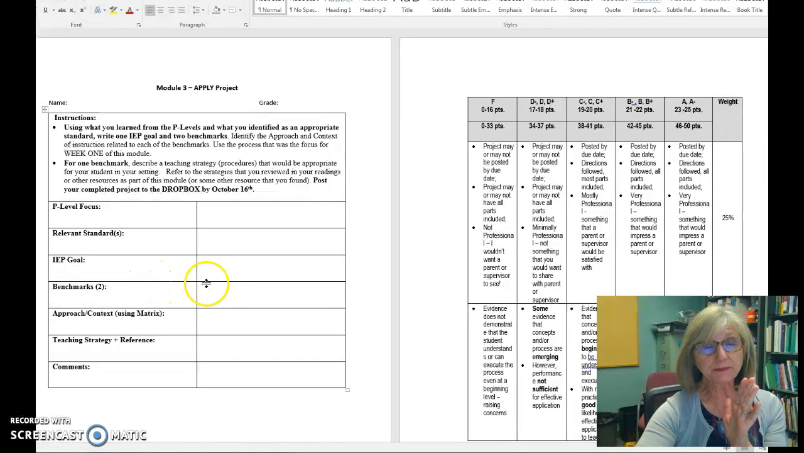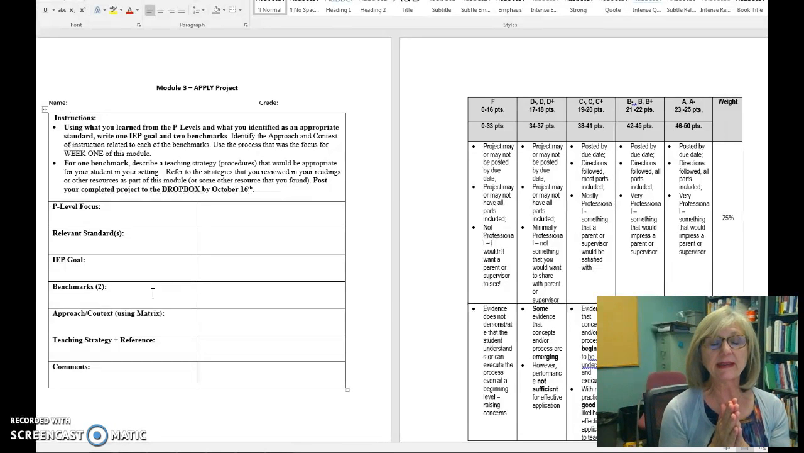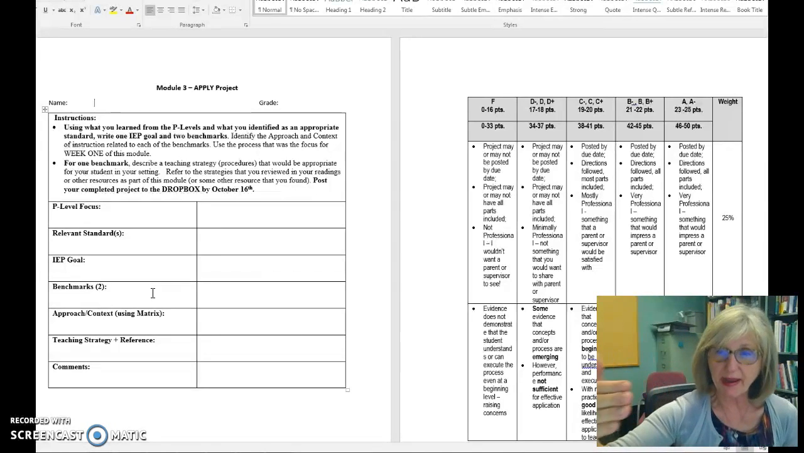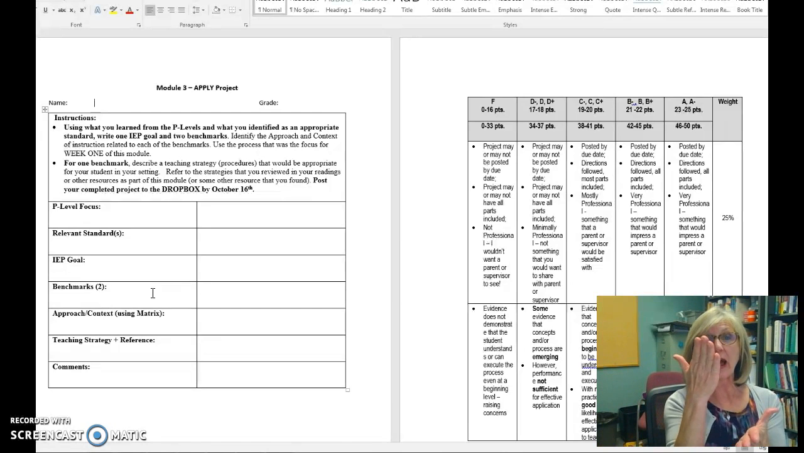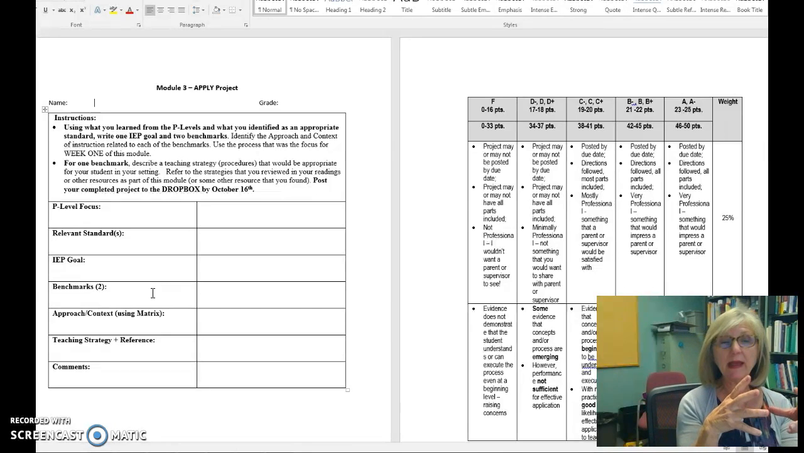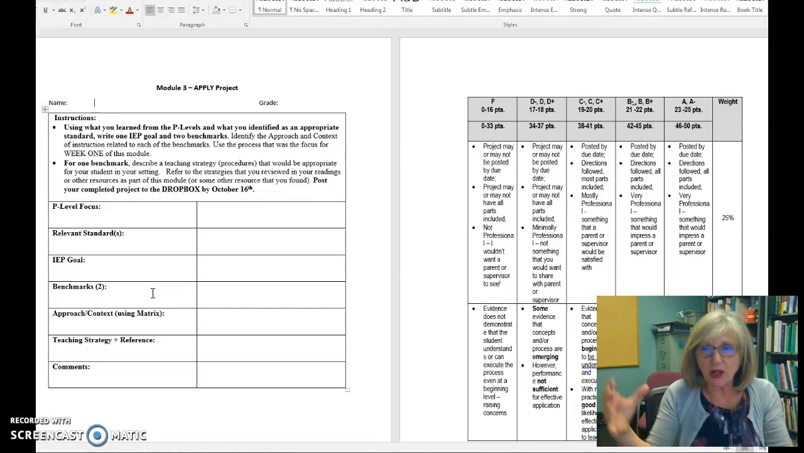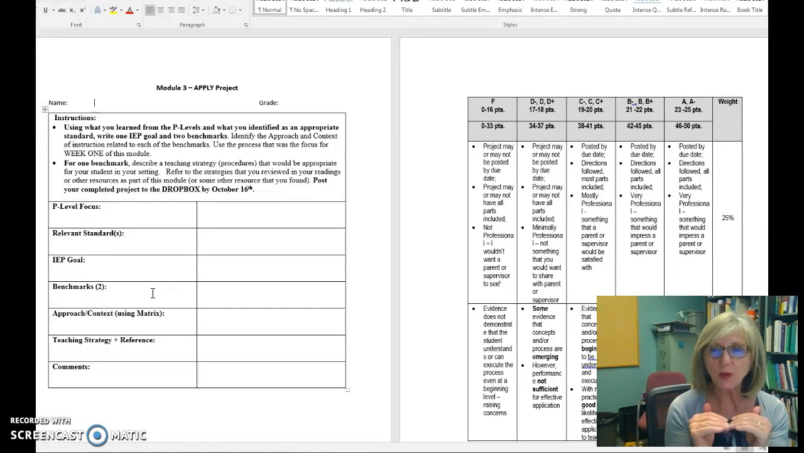And then the benchmarks are those steps to get to that goal. And so you break it down. You can break it down in a lot of ways. One way is to take it step 1, step 2, step 3, step 4, and work your way towards the goal. The other is to take parts, so you might work on one skill here, and then the next skill, and the next skill, and when you put them all together, they equal or reach the goal.